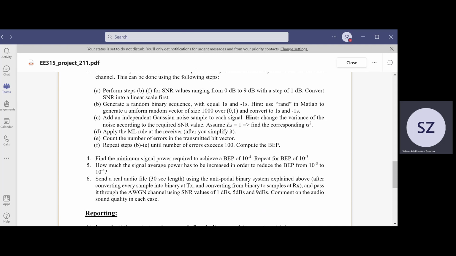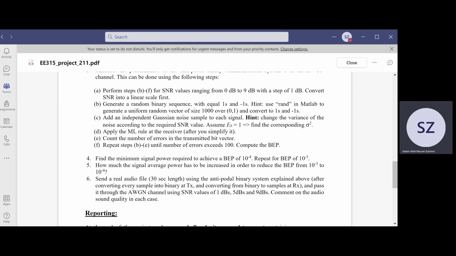If EB is 1, what should be sigma square? If sigma square is found, then you can find the randn. So in Gaussian noise using randn, مثل rand هذا بس في randn. And then apply the maximum likelihood with the receiver that you will simplify.